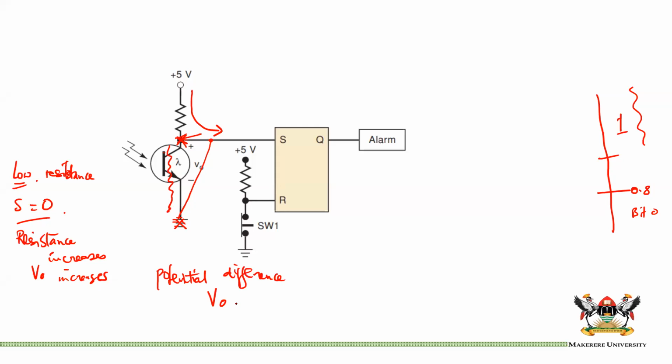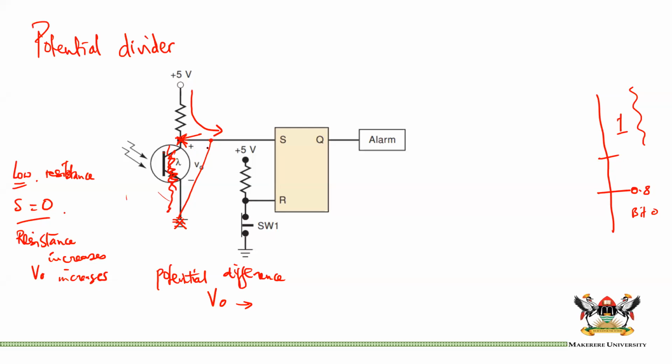In other words, V0 is the potential difference across the resistance here, and V0 increases as this resistance increases. It's like a potential divider. If you've seen a potential divider, you know that if this resistance increases, the potential difference across it will also increase.